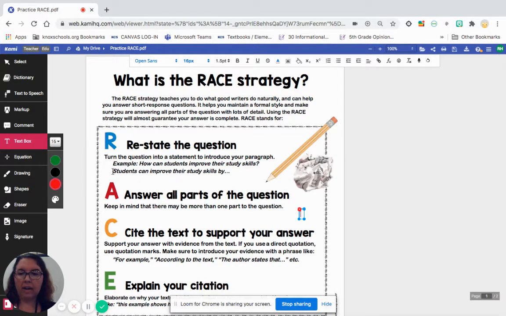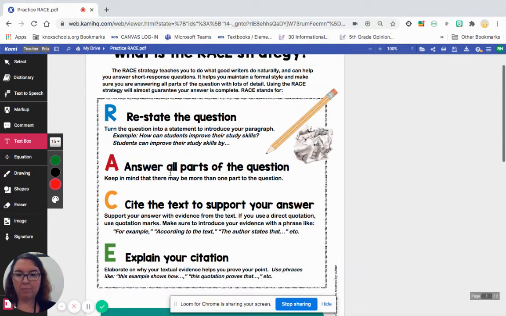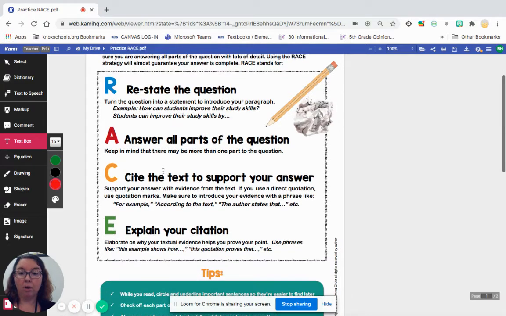Now, the R and the A are a team. They make up the first sentence together. Once you've restated the question, that's when you answer the question. After you've restated, you have to keep in mind that you have to answer that question, and there might be more than one part. This is our reminder that we need to answer all parts.